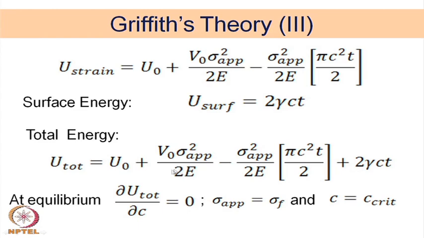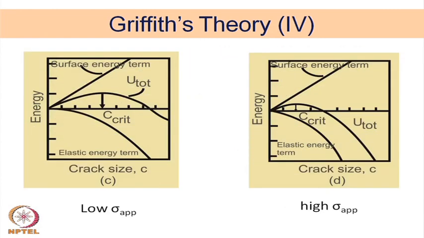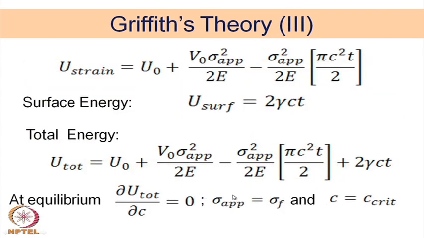Now, if you want an equilibrium situation, you must have the lowest energy. So, the differential of this has to be 0. Before that, we can look at how it can be represented geometrically. This is the way as a function of crack size. Here is crack size C, and here is also crack size C. This is square and this is linear.